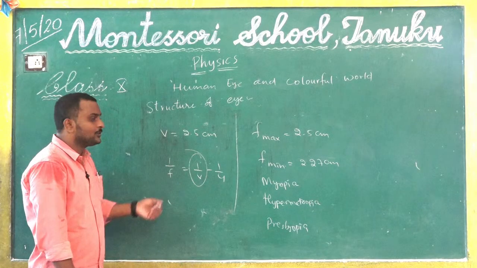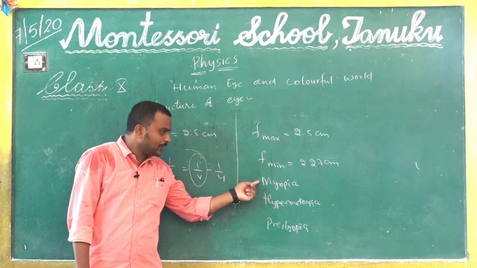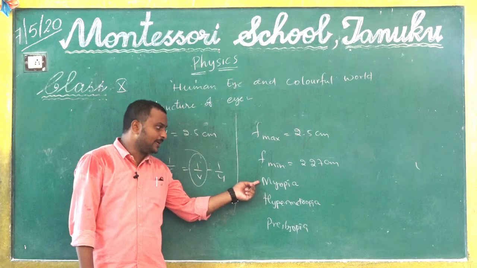Okay, so these are the defects and how they can be corrected. So myopia can be corrected by a biconcave lens.